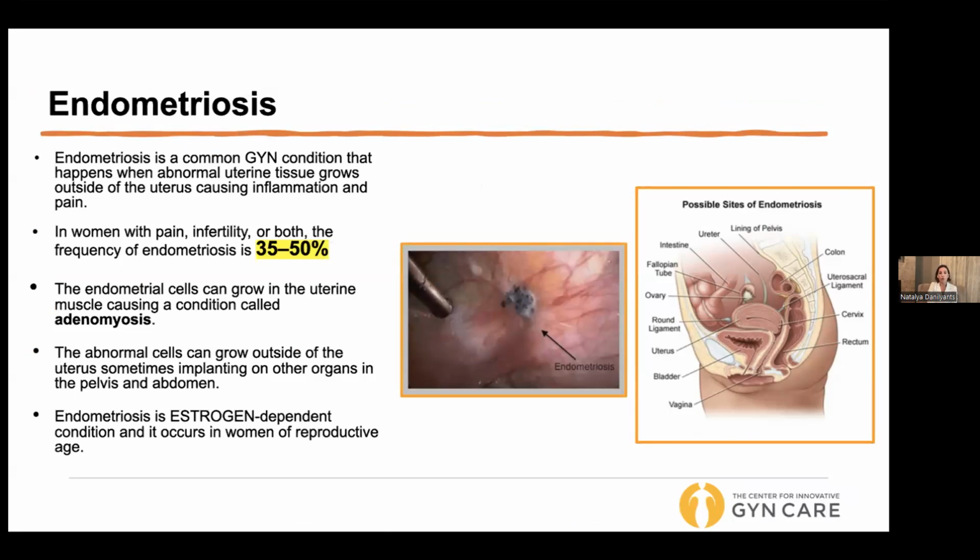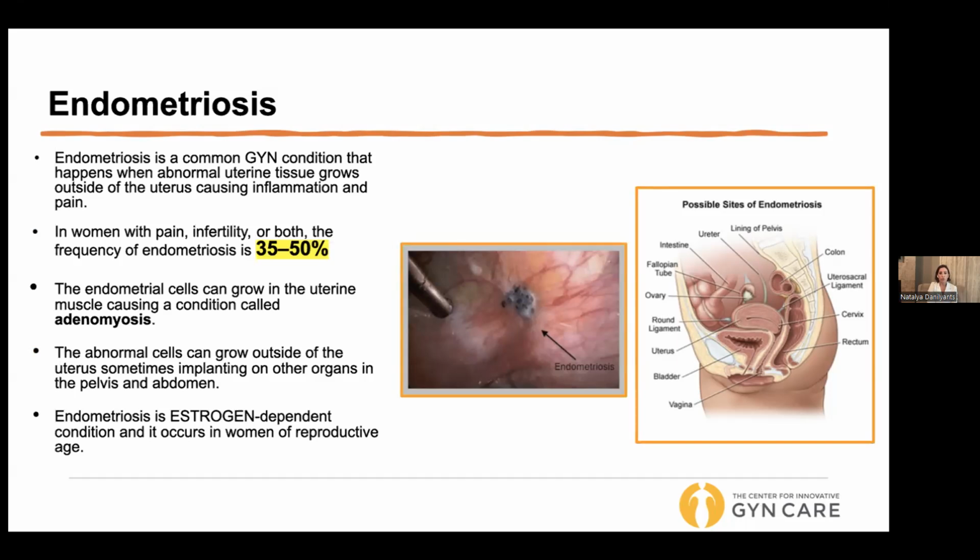So endometriosis, again, is another condition that's diagnosed with laparoscopy, right? So what is endometriosis? It's a very common condition, when abnormal tissue grows outside of the uterus and causes inflammation and pain. In women with pain, infertility, or both, the frequency of endometriosis can be as much as 50% or even probably more.